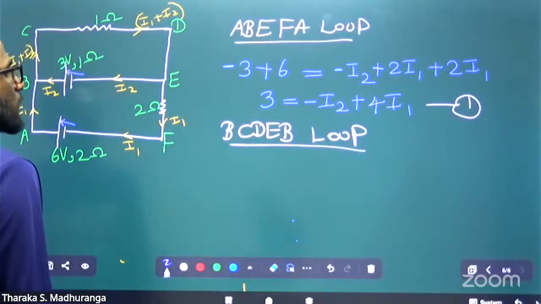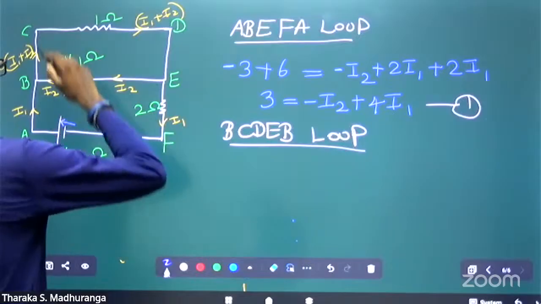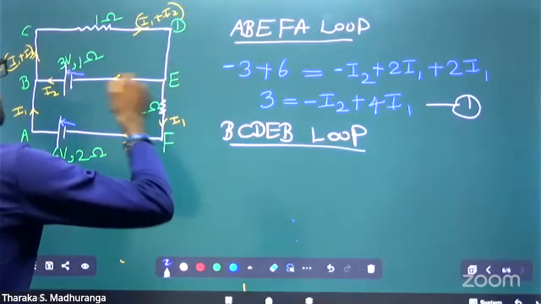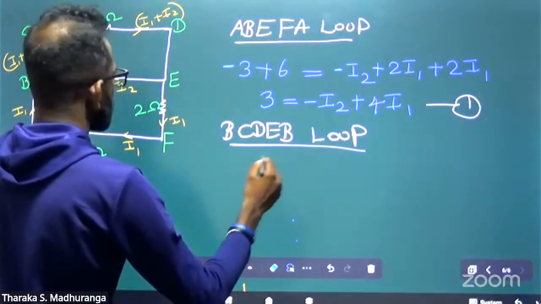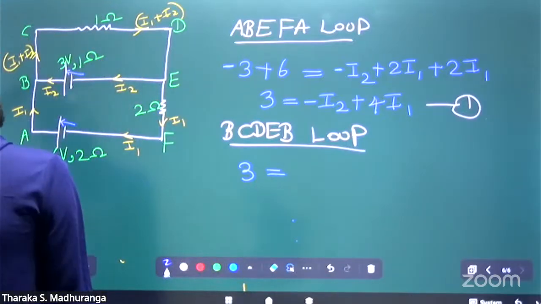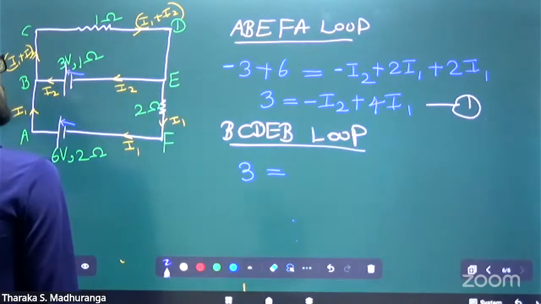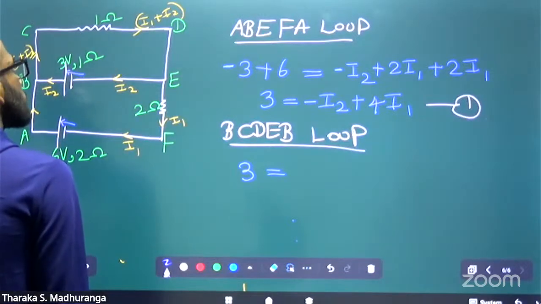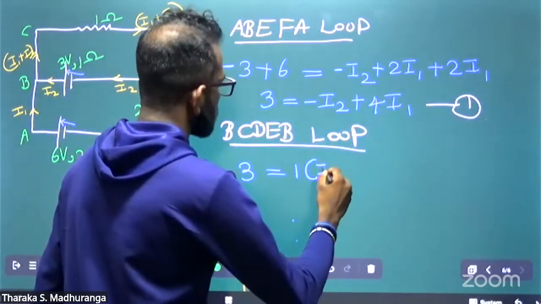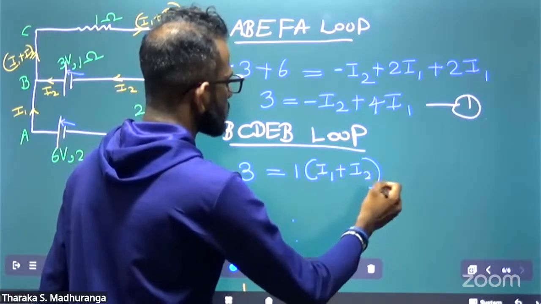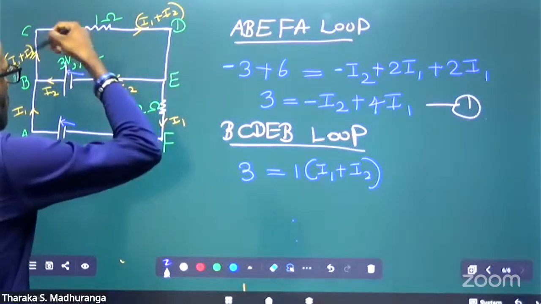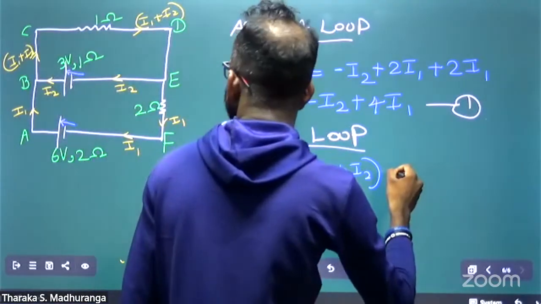Now I am going to start from B. B to C, no cell. C to D, no cell. D to E, no cell, it is 3 volt. Our direction is the same, therefore 3 volts. 3 equals. B to C, no resistance. C to D, there is a resistance, and our direction is the same as the current direction: 1 into I1 plus I2. There is one resistance, plus our direction and current.